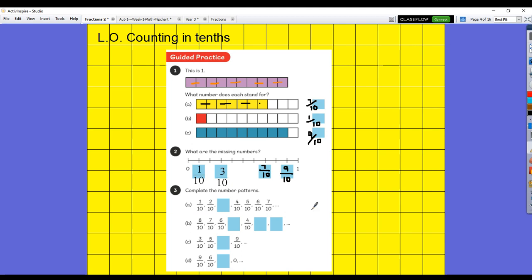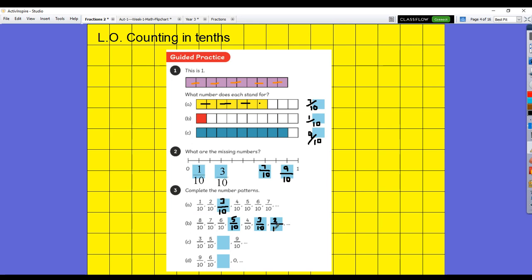Now we need to look at the number patterns. We did number patterns at the beginning of year 3. So you just spot the pattern. 1/10, 2/10. It's a nice easy one to start off with. So that's going to be 3/10. Then we've got 8/10, 7/10, 6/10. This one's going to be 5/10, 4/10, 4 out of 10. 3/10, 3 parts out of 10 altogether. And then our last one's going to be 2/10.